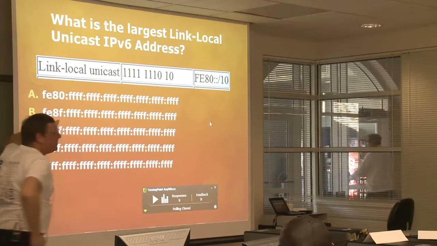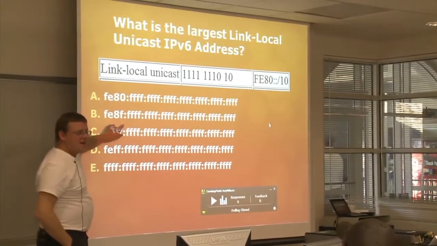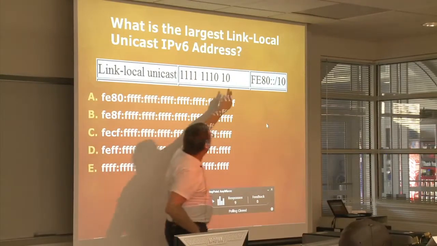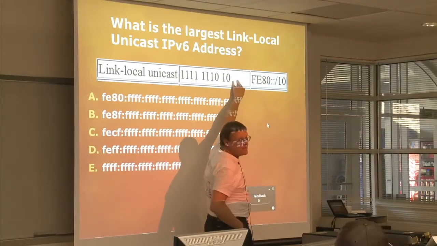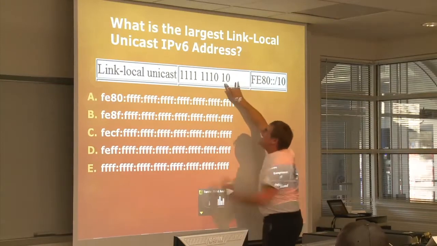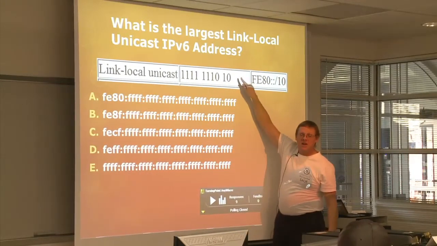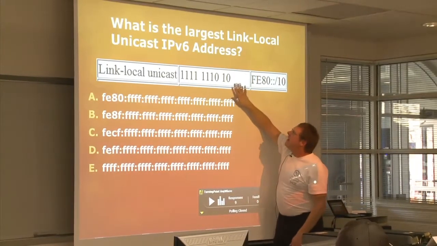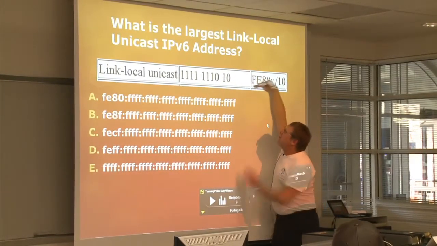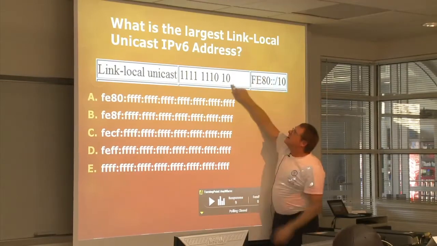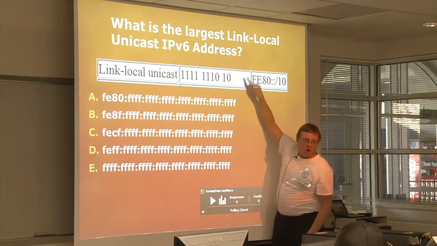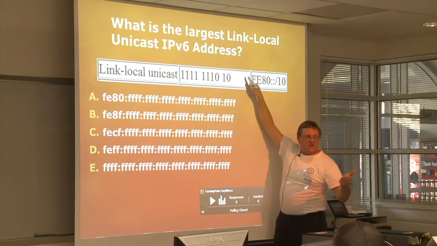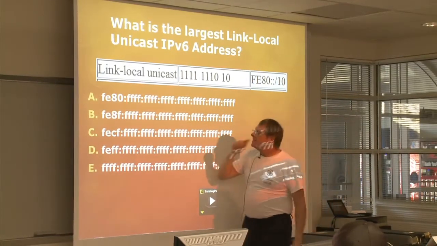How about this one? You don't like this one either. Why? It doesn't have the last 0 on it. That's right. Well, it does have the 0, but it has 2 more zeros after it, because this is FE8. 8 is 1000. And if it's an 8 here, then these 2 bits are 0. To get the largest address, you have to change all these bits to 1. So when you do this, it becomes 1011. And what's that? 11. And what's that in hex? B. So it's not there.